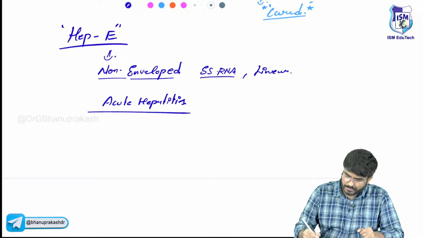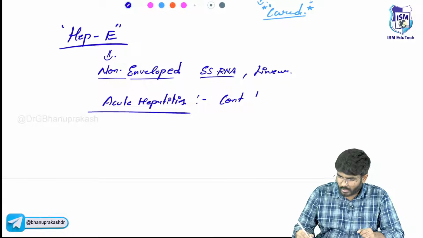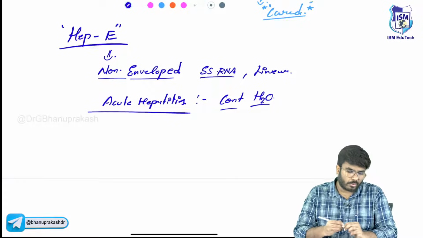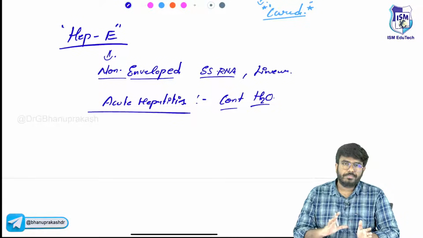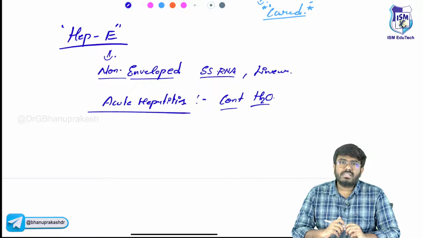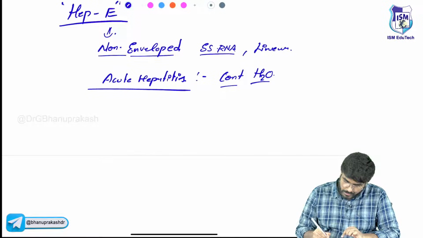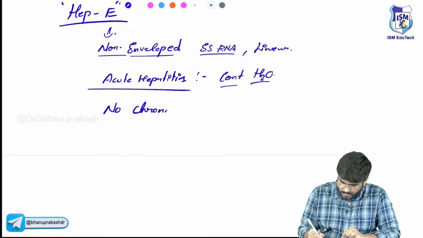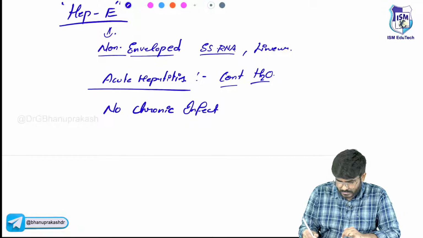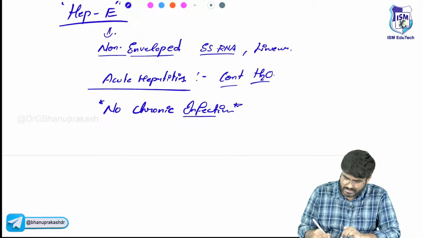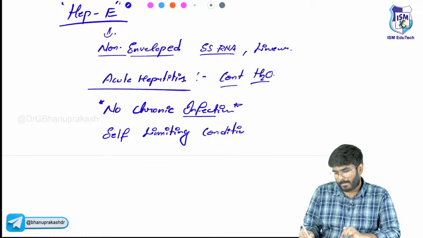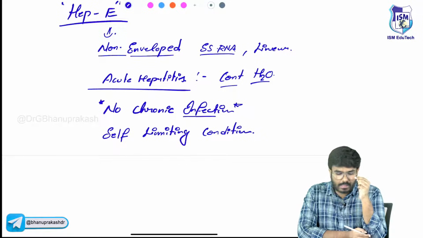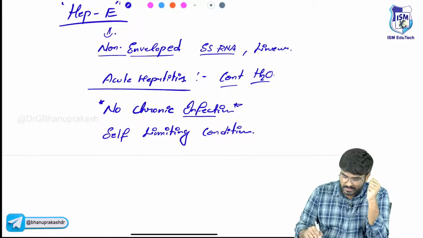How do you get hepatitis E? Via contaminated water. That's the fecal-oral route. Outbreaks are very common in those areas where the hygiene is not good. As simple as that. No chronic infection, no chronicity, no risk of cancer, nothing. It's a self-limiting condition. Now, the important point I want you to know is how to make the diagnosis.